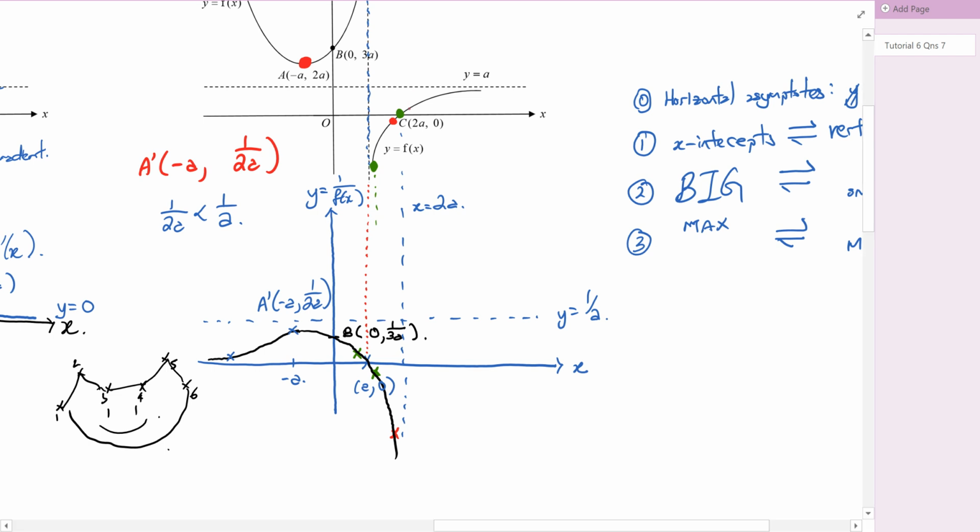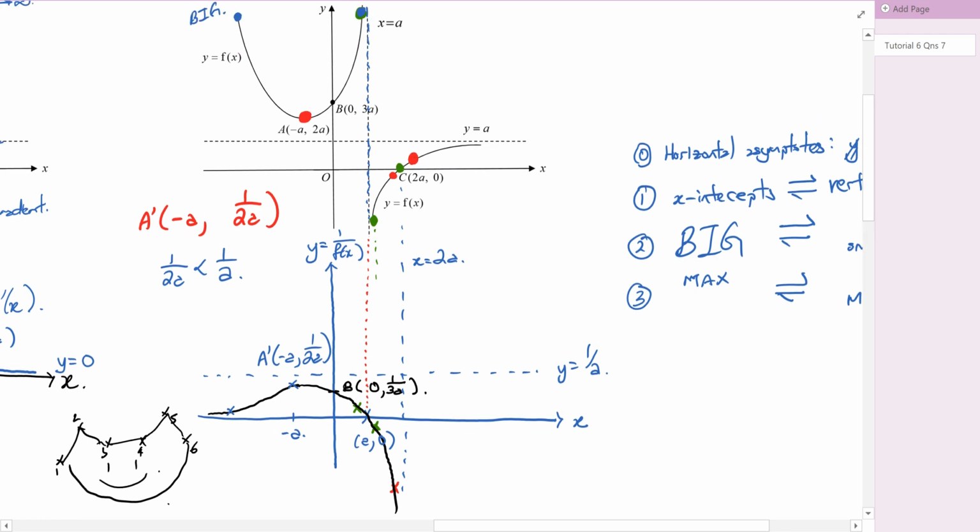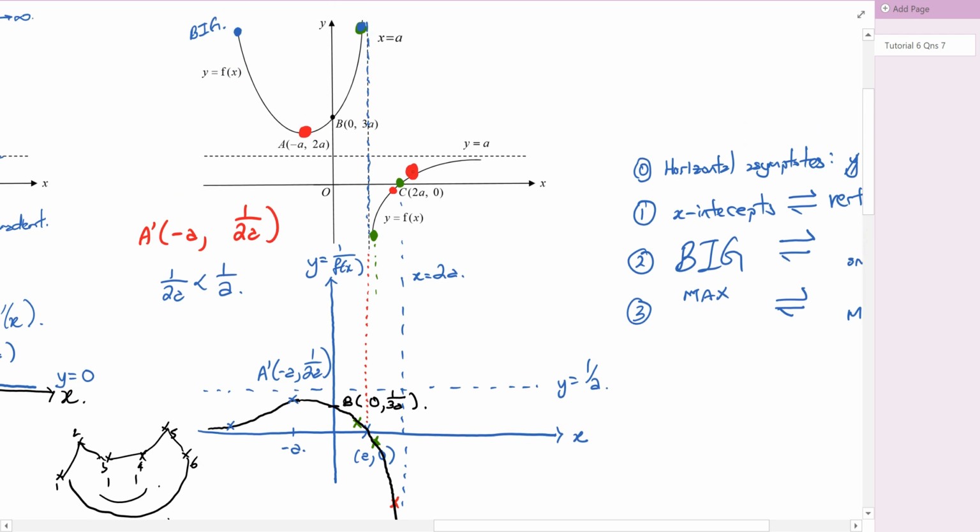Next, we have yet to settle this part. Look at my top graph. This part here is a small positive number. So what happens? It becomes a big positive number. There's an asymptote here, so it's just going to shift down. There's the asymptote, and there you have it.